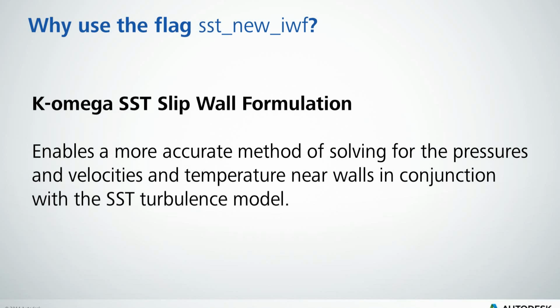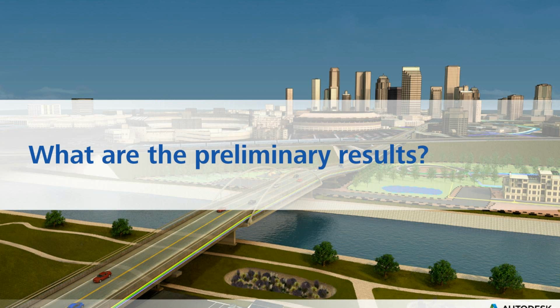But this is considered to be a more accurate method for solving for pressures and velocities, and I find it very interesting. There is a slip wall formulation for K epsilon as well, and we did talk about that during the turbulence model webinar a couple months ago. So those kind of go together. So using both these together was what was really needed to get good results. So without these flags turned on, Wolfgang would have been fighting for a very long time with the software to get good results.